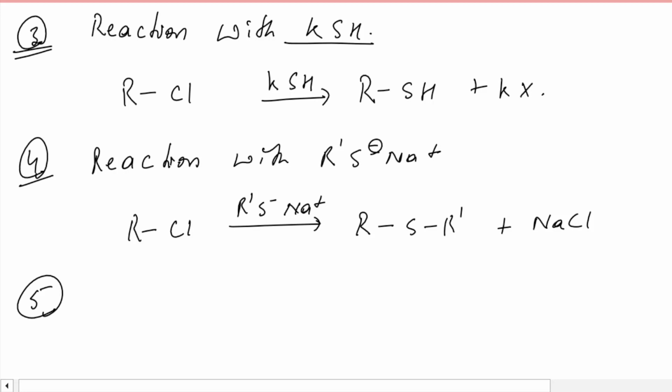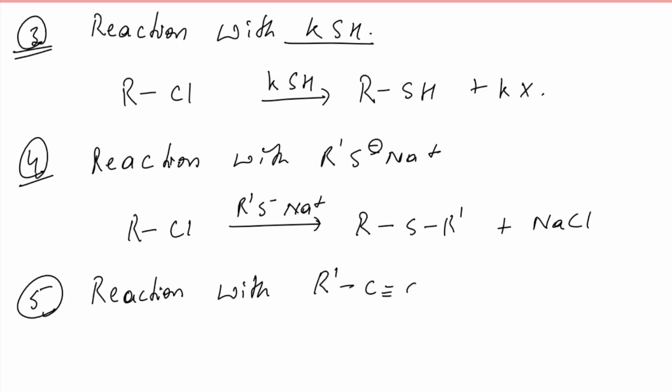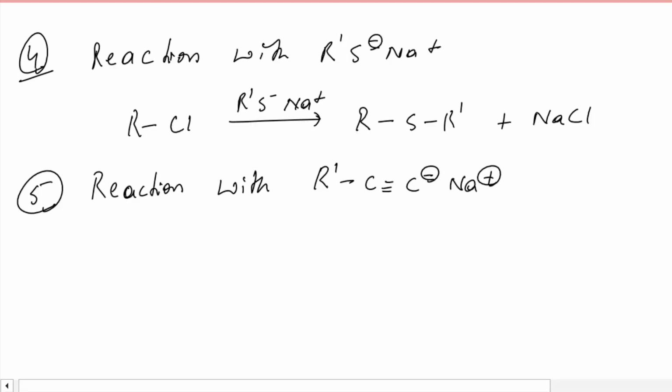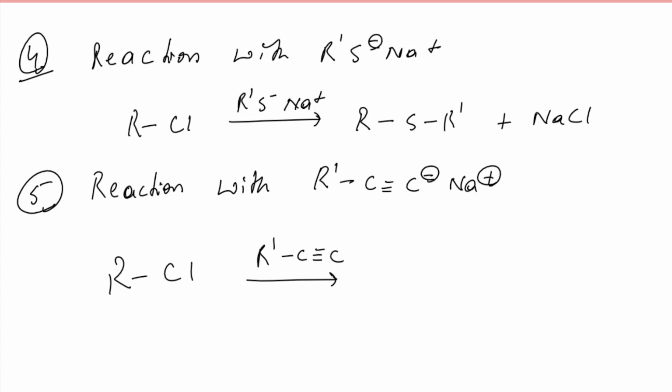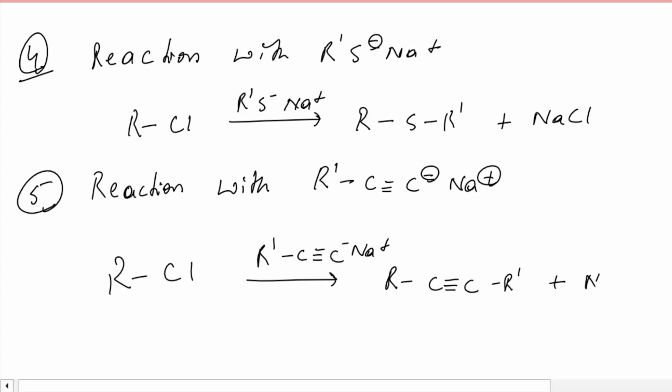Fifth, reaction with R'C≡C⁻ Na⁺. This is important for preparing alkynes directly from haloalkanes. RCl plus R'C≡C⁻ Na⁺ will yield RC≡CR' plus NaCl.